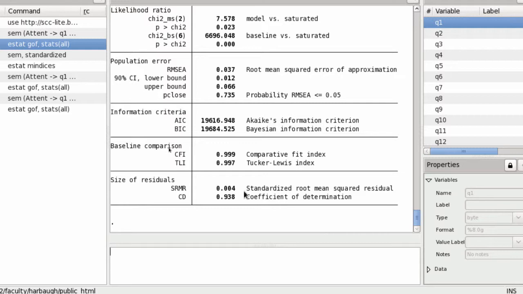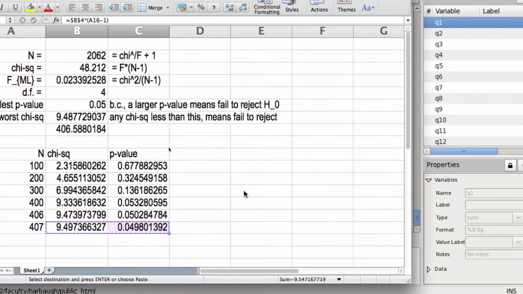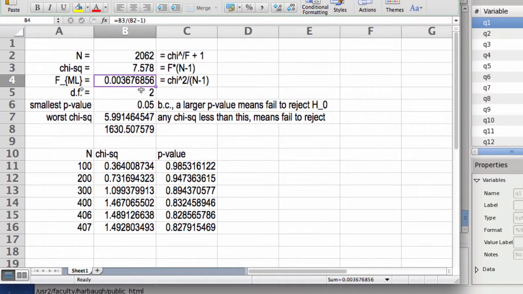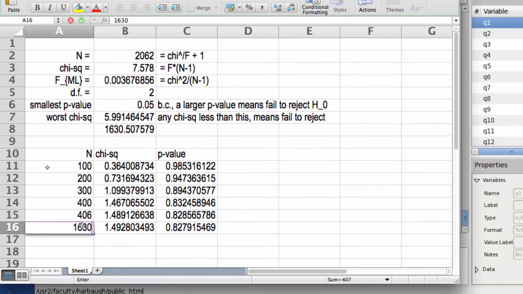Let me go back and just borrow my Excel sheet. All right, now we have a chi-square of 7578. Is that what I just said? 7578. And our degrees of freedom is 2. All right. So now this says, if I've done this all correctly, let me scooch over there. This says I could have gone up to a sample size of 1630.